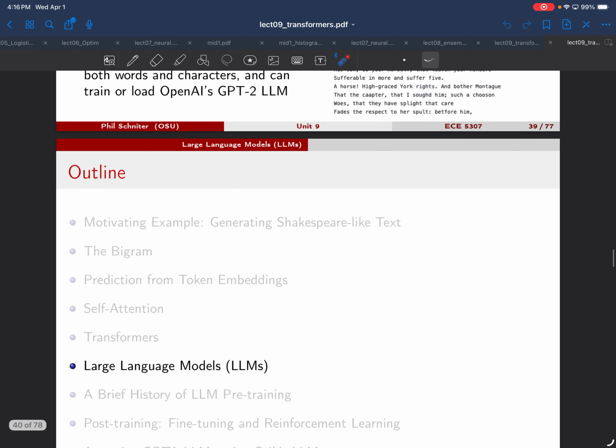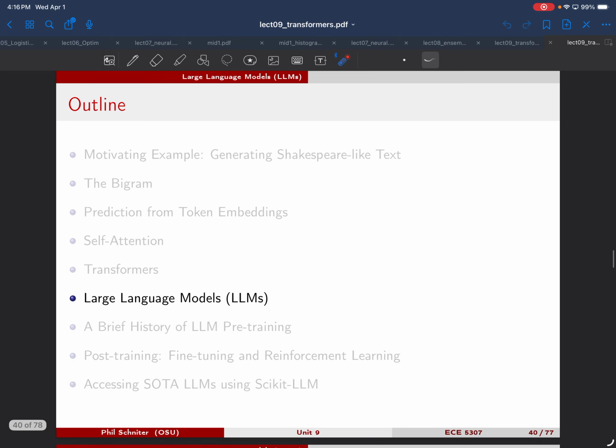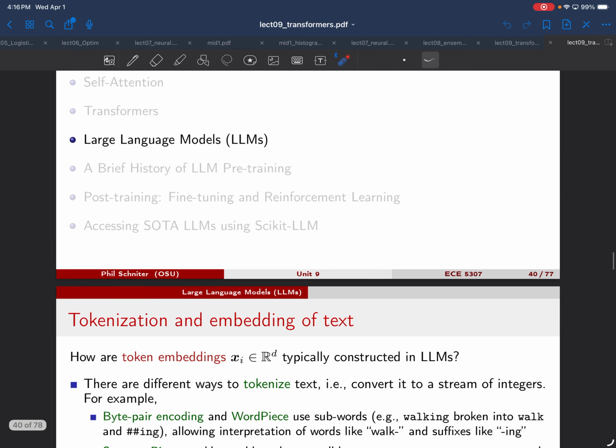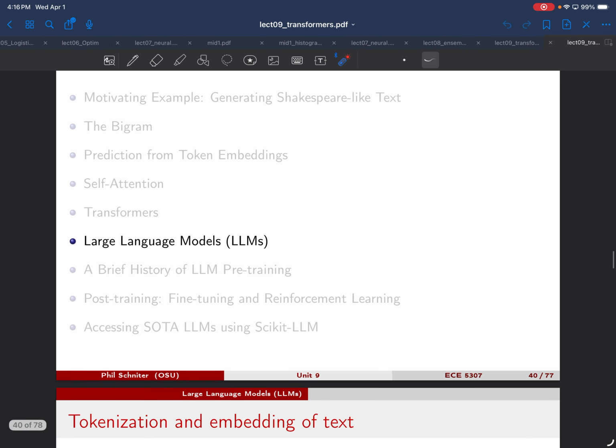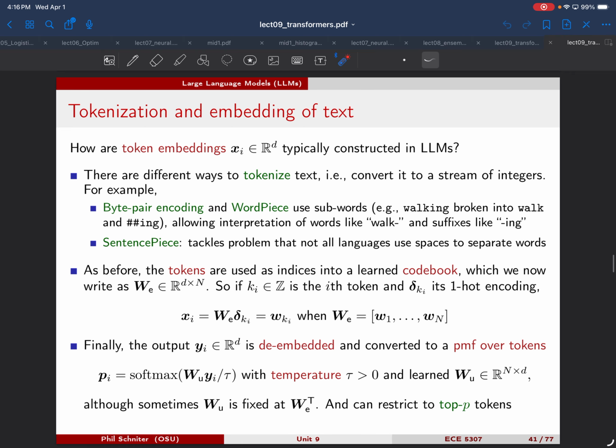Okay, so what we're going to do next is talk about some more practical real-world details, not just the toy Shakespeare example, but how different blocks are designed in real practical LLMs. So let's first talk about tokenization and embedding again.